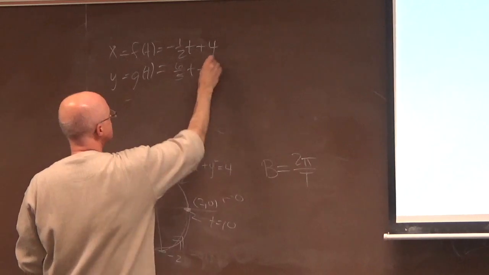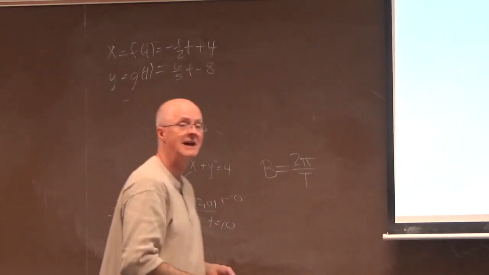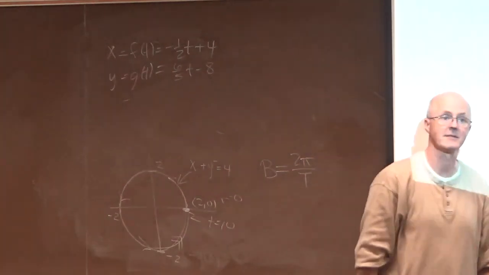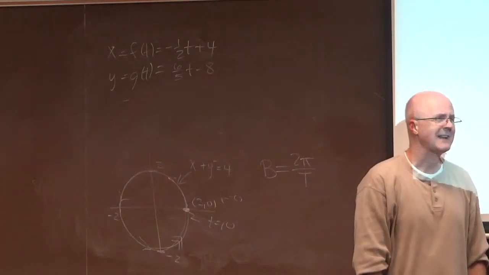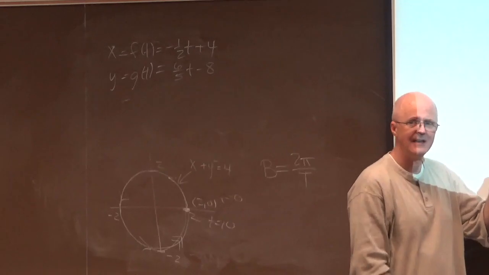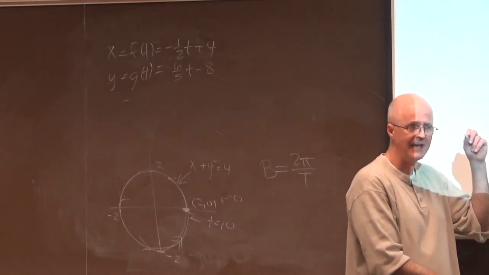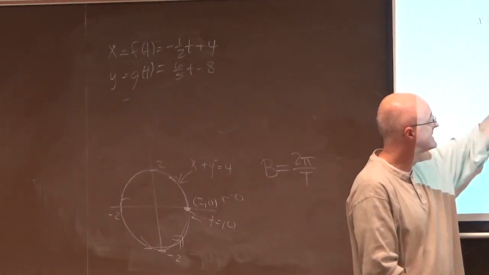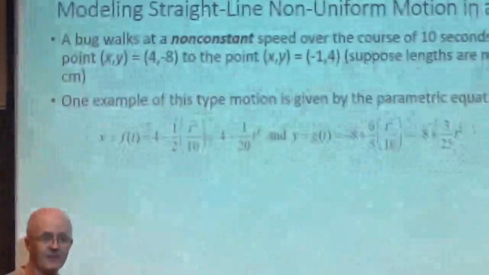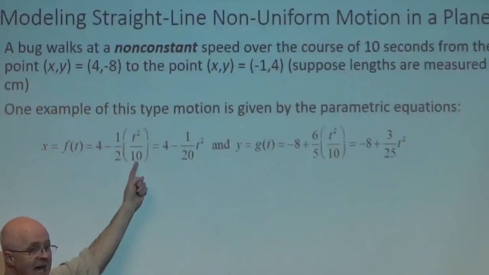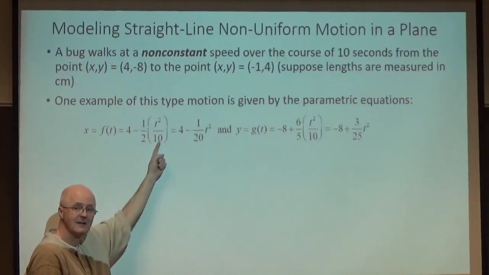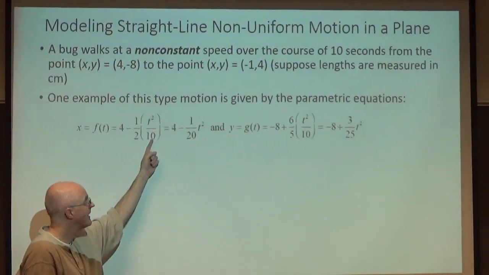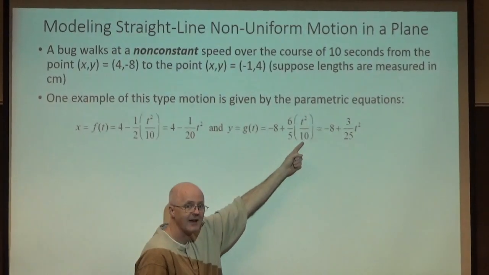What I can do is take those same equations and replace t with something else, like maybe t squared. That doesn't quite match the ending point when t is 10. If I replace it by t squared over 10, though, it does work. T squared over 10 is 0 when t is 0, and it's 10 when t is 10. Bring it there and there.